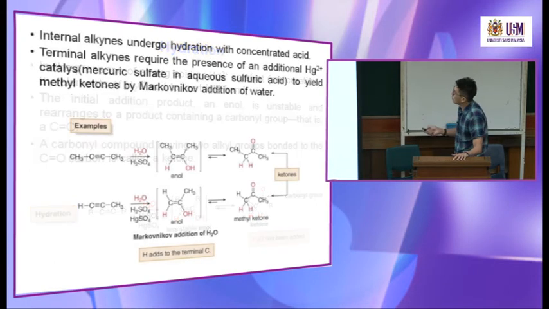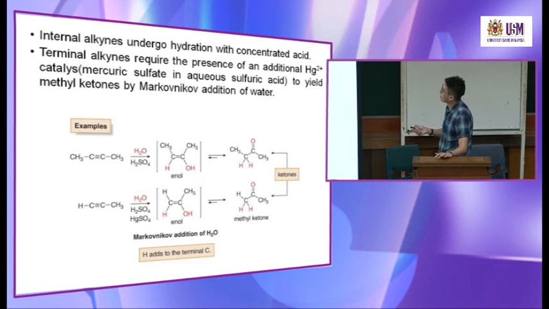So for example, this one is covered. Internal alkynes undergo hydration with concentrated acid. Terminal alkynes require the presence of an additional mercury 2+. In this case, using mercury sulfate. That's why I'm making the mercury 2+, because the sulfate is 2-. So this is mercury sulfate in aqueous sulfuric acid to yield a methyl ketone by Markovnikov addition of water. Markovnikov addition of water means the H is added to the C with more H.